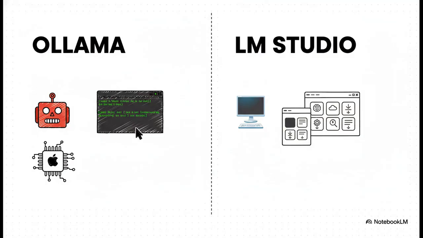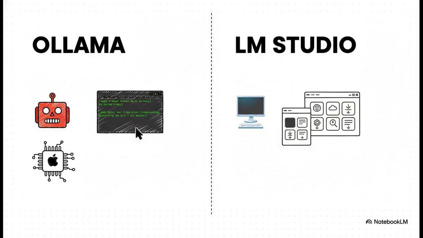Which backend you choose really just depends on how you like to work. Ollama is amazing for folks who live in the command line, and it's super optimized for Apple Silicon, so it runs incredibly well on modern Macs. On the other hand, LM Studio gives you a full graphical interface, which is perfect for easily downloading and playing around with different AI models.